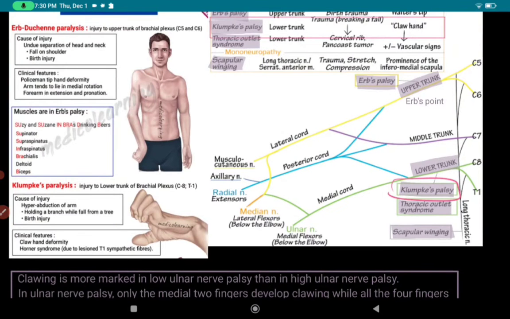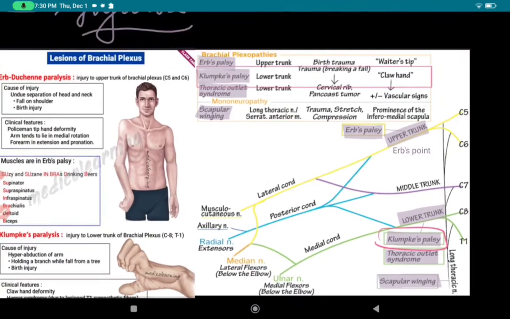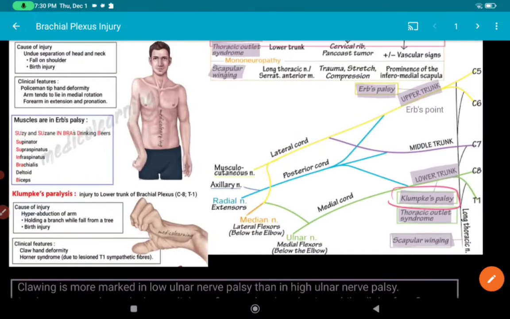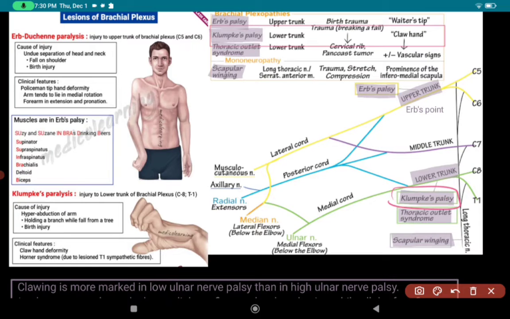Now, coming to long thoracic nerve palsy. So in long thoracic nerve palsy, scapular winging will be seen. After that, one more point to be considered is about thoracic outlet syndrome, which is also associated with lower trunk, which may be because of the presence of cervical rib or Pancoast tumor.